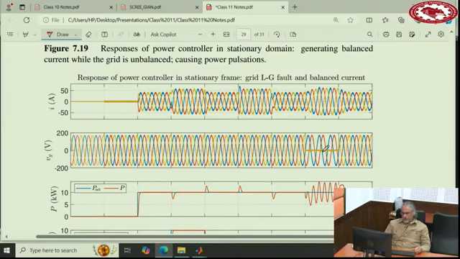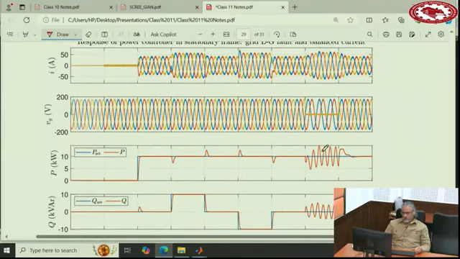The grid voltage is balanced, the current is balanced, and a deep single phase to ground fault happens. During the fault, the current should be limited. It's not even reaching 70 amperes. But there is a huge amount of pulsations on real power and reactive power because it's extremely unbalanced, right? So you will get a lot of pulsations.